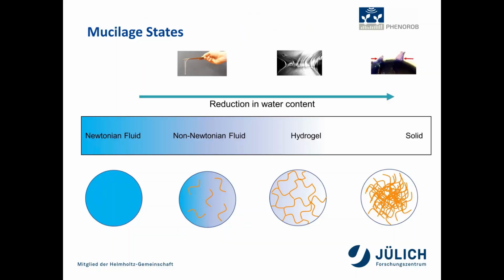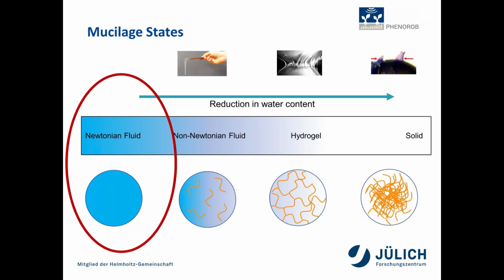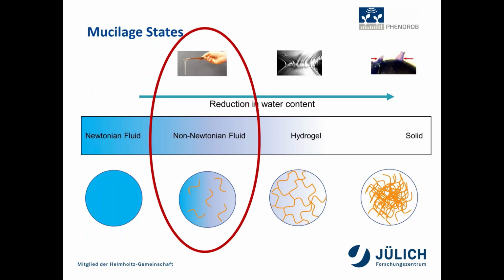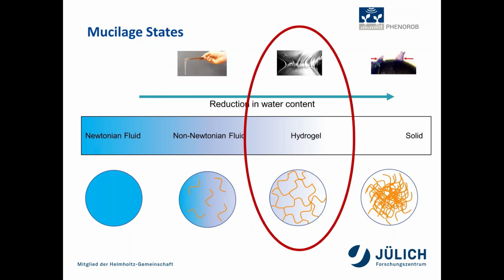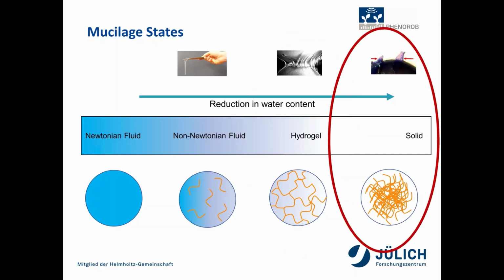Studying the water solution of mucilage reveals that a dilute solution forms a Newtonian fluid. With the decrease in water content, non-Newtonian behavior will emerge, and the fluid will change into a shear thinning fluid. Further reduction in water content will give us a hydrogel with viscoelastic properties. And finally, at the dry state, it becomes a brittle solid.